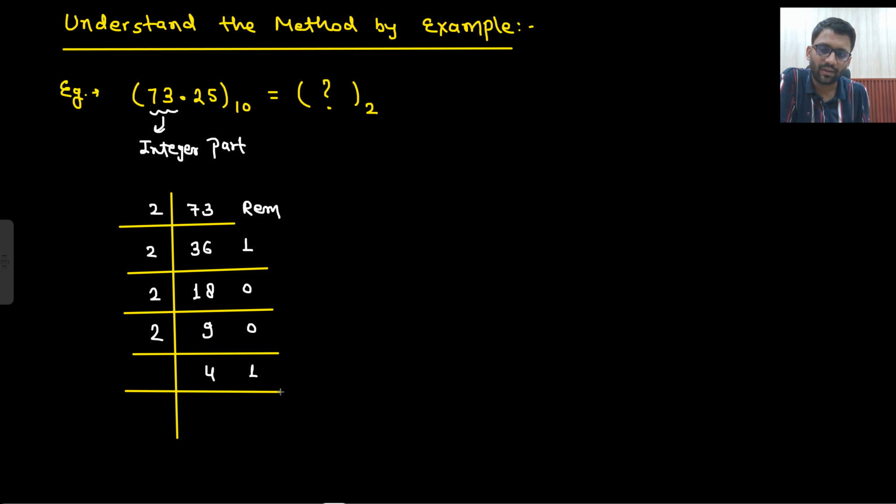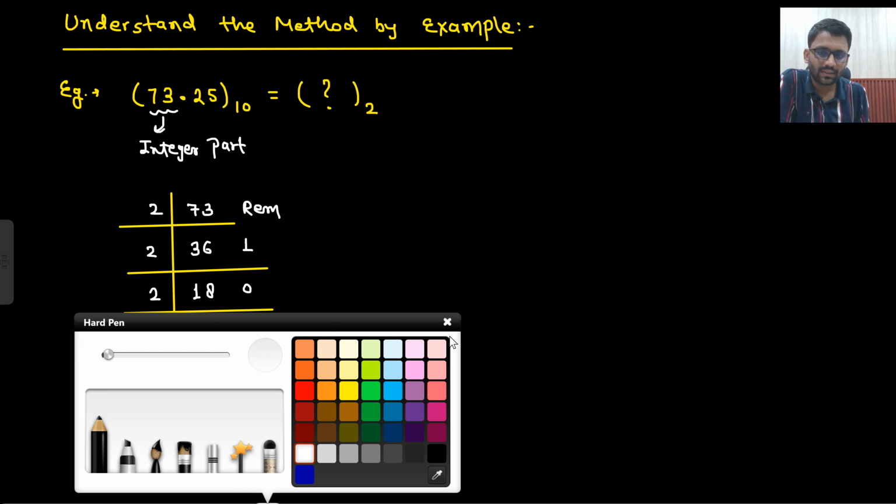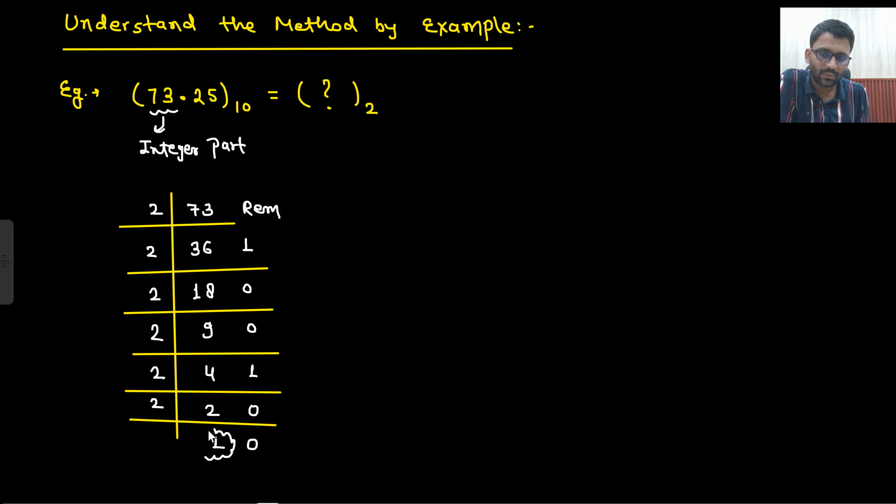Then again I can divide by 2. What I will get? 2 and remainder 0. Then again I can divide by 2. What I will get? 1 and remainder 0. If I divide by 2 again, what I will get? 1 again, right? If I divide by 2 again, then I will get the same number because 1 is not divisible by 2. Basically this number is less than 2. So here I will stop.